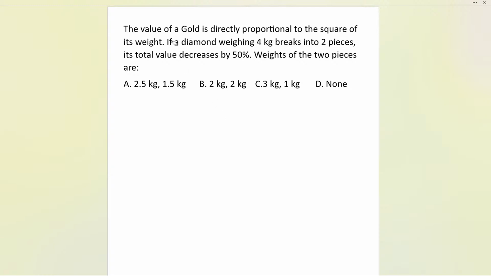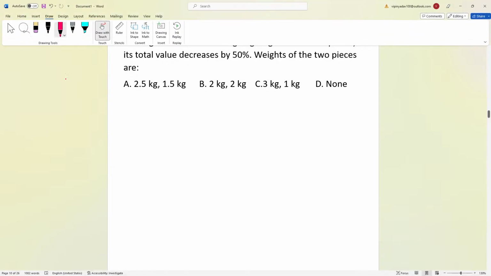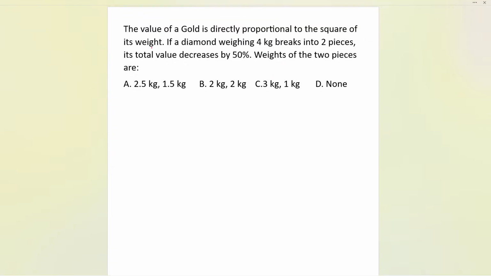Now let me tell you, the value of gold is directly proportional to the square of weight. So value is directly proportional to the weight square. If the diamond weighs 4 kg, the weight is given as 4 kg. So now value will be directly proportional to 4 square, that is, it will become 16.